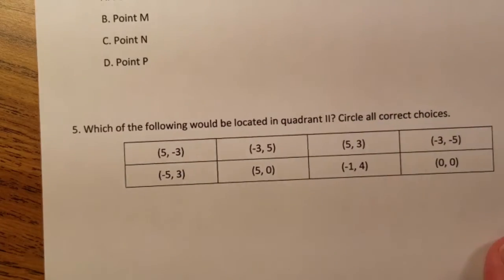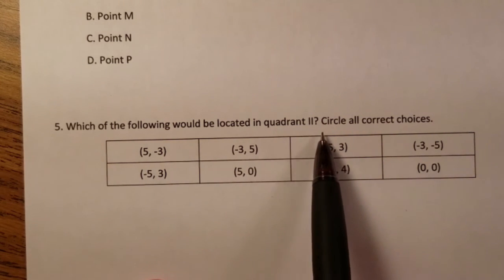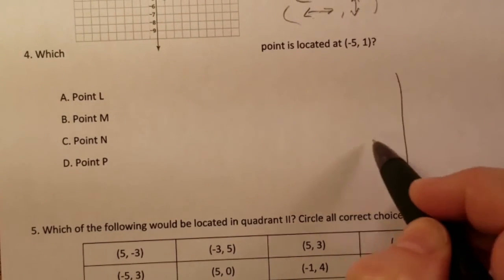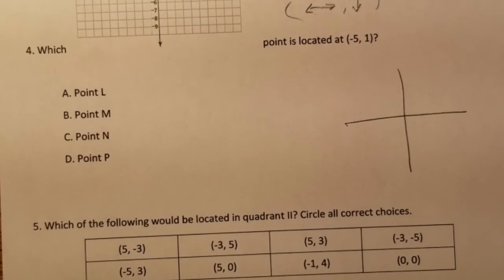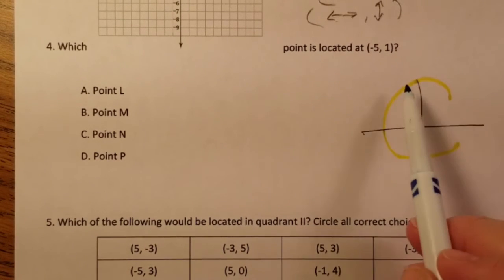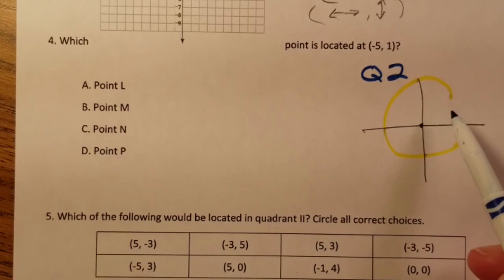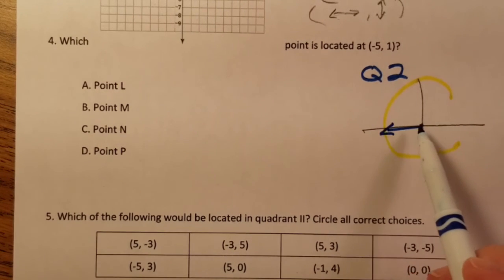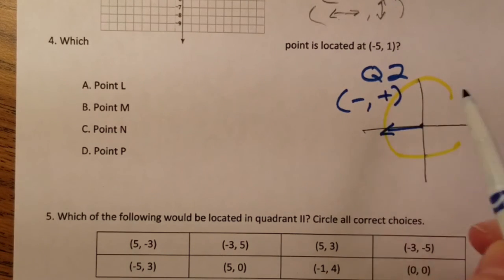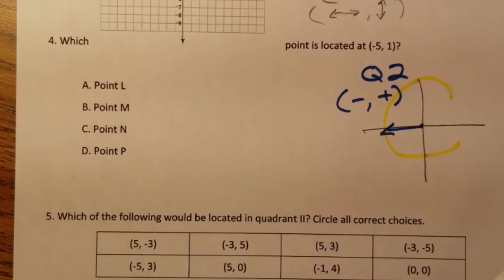And then on number 5, we have which of the following would be located in quadrant 2. Circle all correct choices. So again, on quadrant 2, we've got our x and our y. If we make a C for coordinate, and we count over, this would be 1 and this would be 2. So this is quadrant 2. This is the origin. And first we go over, so that's going to be negative. And then we go up, so that's going to be positive.